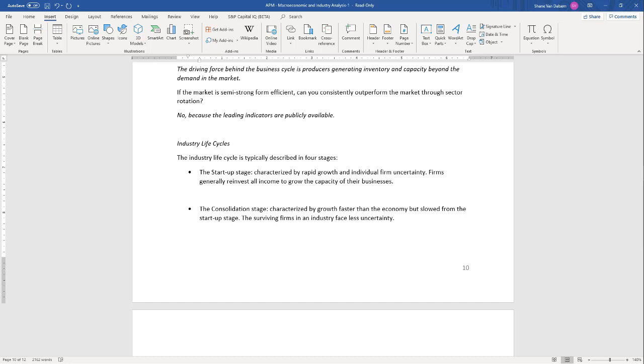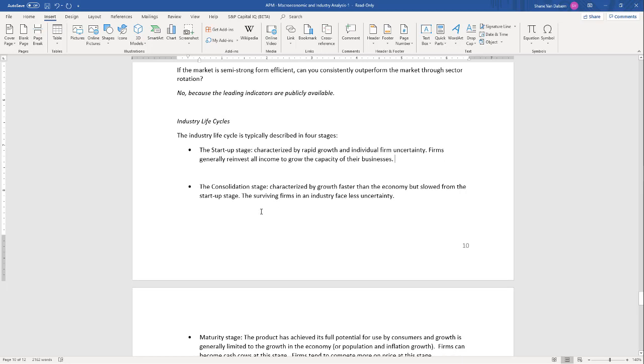This is a time that is full of uncertainty for the firms because they don't know if the market's going to accept their business and if customers are going to want to engage in business with them. A consolidation stage is characterized by growth faster than the economy but slowed from the startup stage. The surviving firms at this stage face less uncertainty.